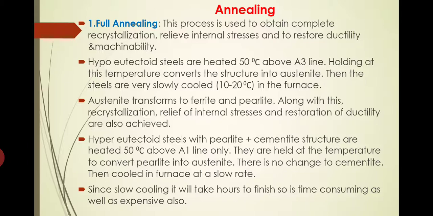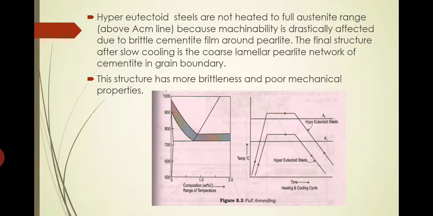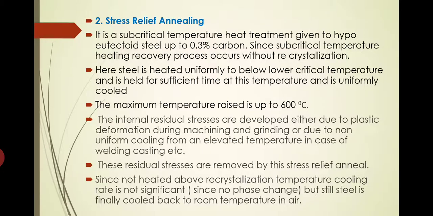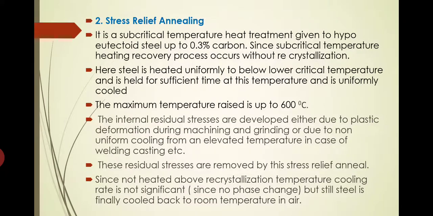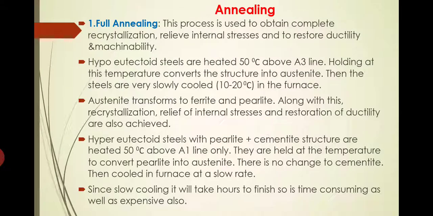So the first one is annealing. Annealing is an important heat treatment process. It is itself classified into around four categories. That is, full annealing, then stress relief annealing, then recrystallization annealing, as well as spheroidization annealing. So four sub-classifications are there for the annealing process.